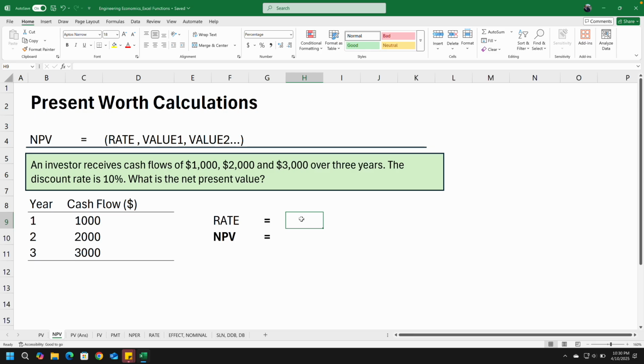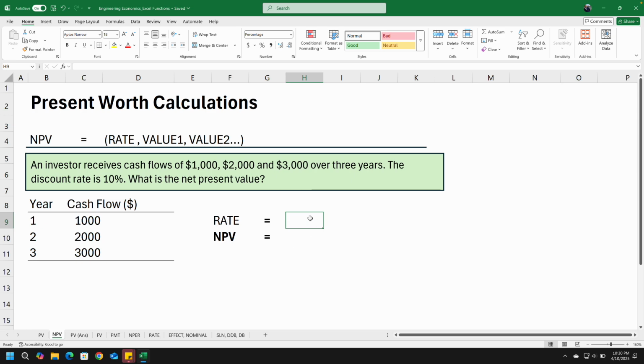Let's try and calculate the NPV in Excel. We're given this question here where an investor receives cash flows of $1,000, $2,000, and $3,000 over 3 years. The discount rate is 10%. What is the net present value? So let's start off by filling in the blanks.